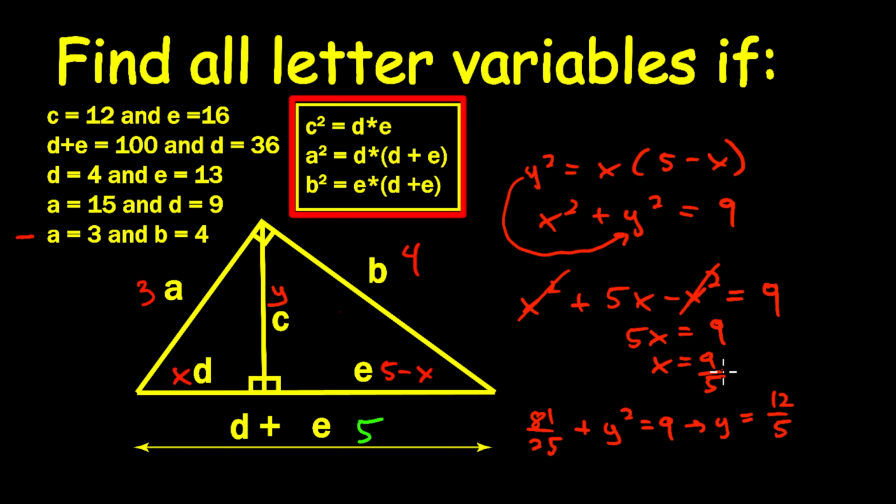So now putting these back into the diagram, D is 9 over 5, C is 12 over 5, and E is 5 minus 9 over 5, which is 16 over 5. So now we will do Pythagorean theorem on the left triangle as a final check. 9 over 5 squared, which is 81 over 25, plus 12 over 5 squared, which is 144 over 25, is then 225 over 25, which then equals 9, which is 3 squared. And we have our final check.